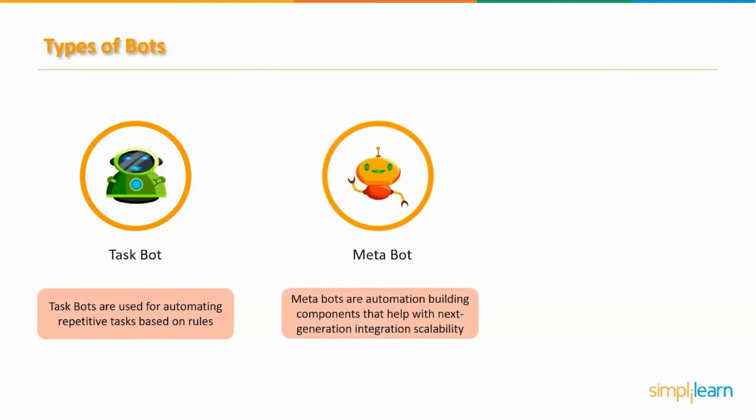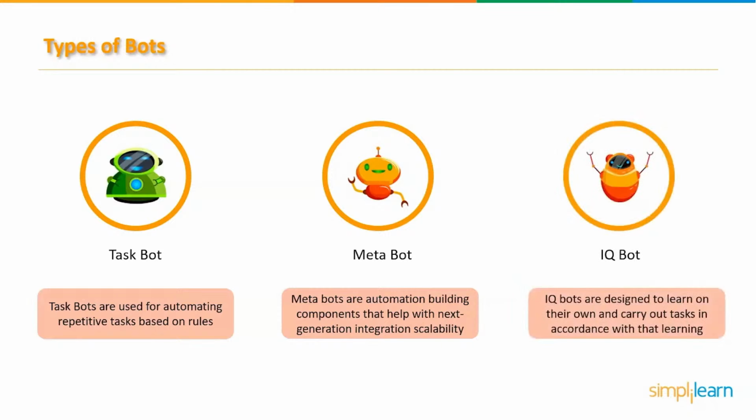Metabot. Metabots are more advanced version of task bots. Metabots are automation building components that help with next generation integration scalability. These are intended for scalable, complex process. On a computer, metabots are used to automate applications. Application APIs, visual captures, and integration flow can all be used to develop metabots.